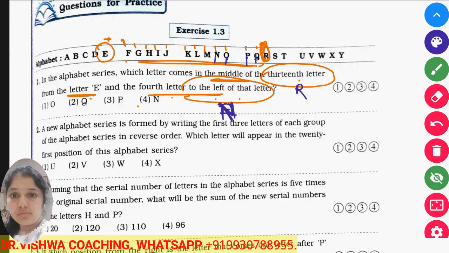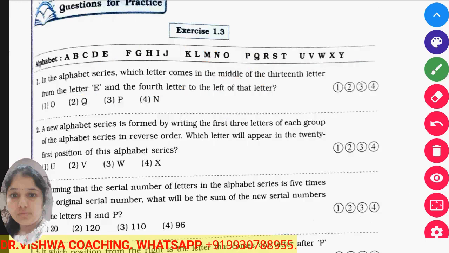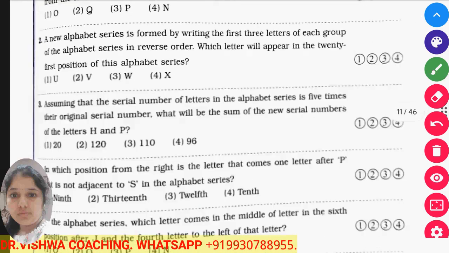Now we have to find the letter which is in the middle between N and R. So left Q, left O. So P is there in the middle of these two letters. So like this, you have to read all the information carefully, implement the information and find the answer.